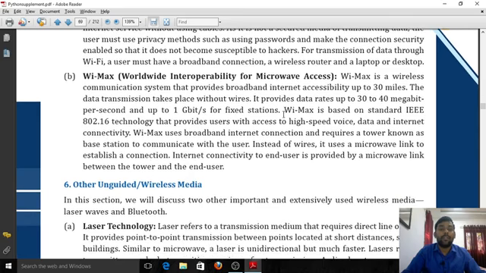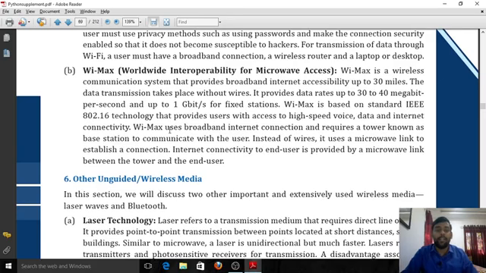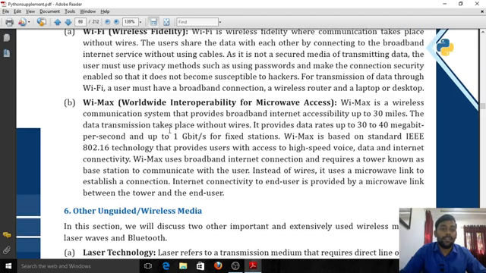Then WiMAX. Please don't misunderstand, it's wireless. It stands for Worldwide Interoperability for Microwave Access. It's a wireless communication system that provides broadband internet access up to 30 miles, providing 30 to 40 megabits per second or up to 1 Gbps. It is based on IEEE 802.16 technology, that's the technical terminology for WiMAX, and IEEE 802.11 is the standard of Wi-Fi.